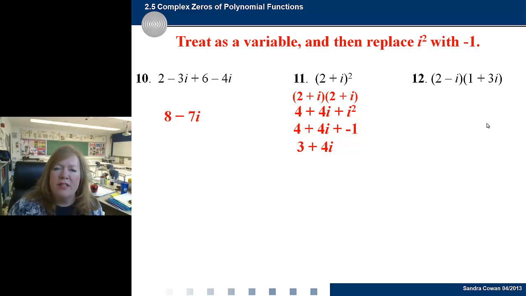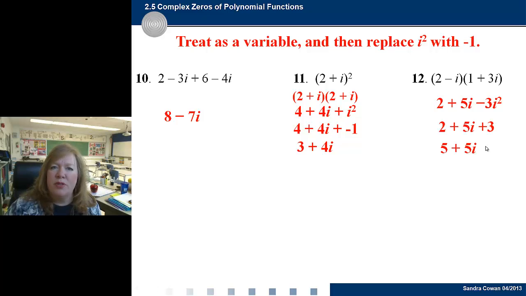This one's on your sheet as a try on your own. So if you want to try this one, just pause the video here and give it a shot, and then I'll go over the answer when you turn it back on. Alright, so hopefully you got 5 plus 5i. If I FOIL this out, I should have 2 plus 5i minus 3i squared. 2 plus 5i plus 3, 2 plus 3 is 5, so you'd end up with 5 plus 5i. If you didn't get that right and you're not quite sure, just give me a holler in class and I will be happy to help you.